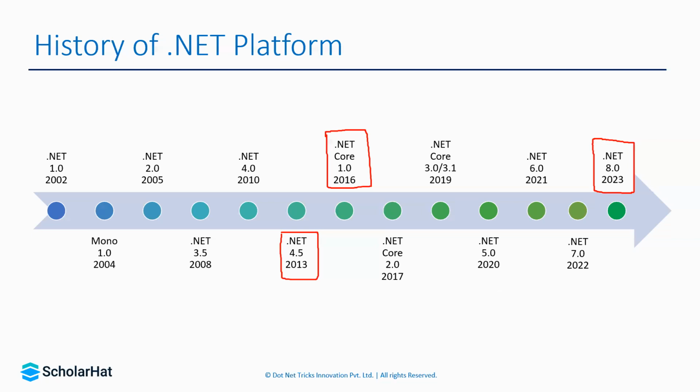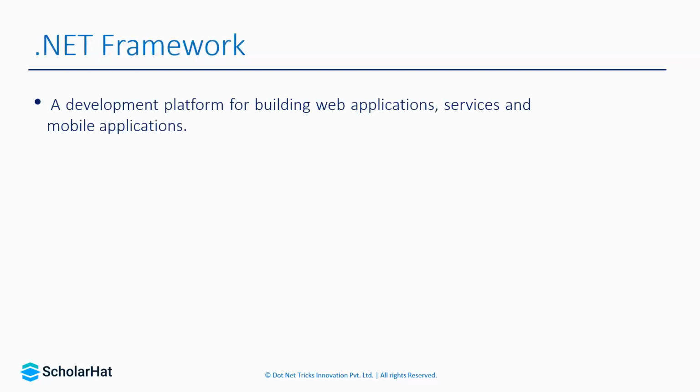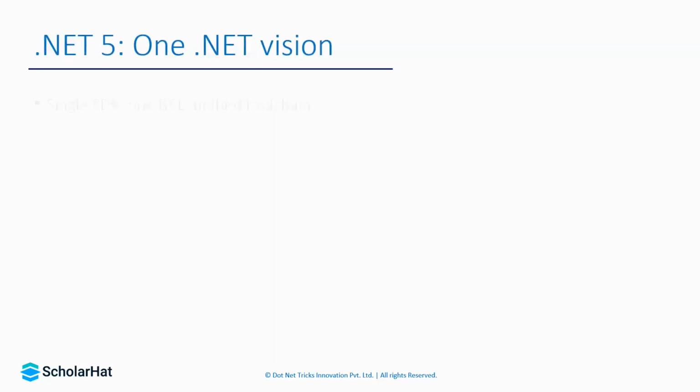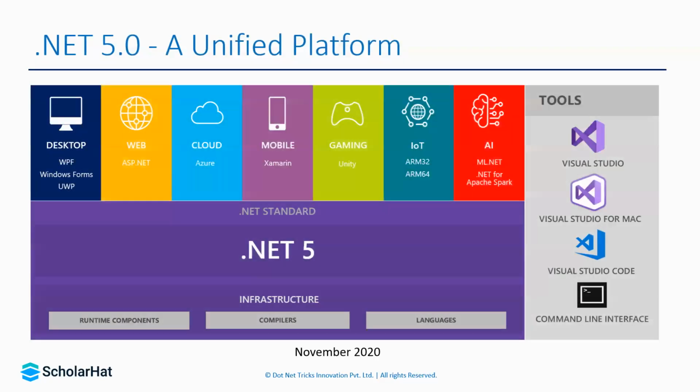So this is a brief history of the .NET platform and how it started. Now, starting from .NET 5, we can build all types of applications using .NET. It is not the case that we can build only web applications or websites. Starting from .NET 5, you can build desktop applications, web applications, cloud applications, mobile applications, games, machine learning and AI-based applications, and IoT-based projects. We can build every type of application using .NET now.